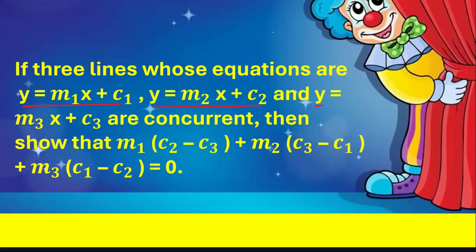When lines are concurrent, it means they are passing through a common point. Whatever the lines, two or more lines passing through the same point are concurrent lines. Now what we have to show is that this whole is equal to 0.